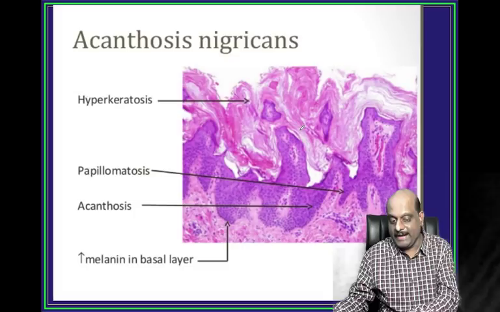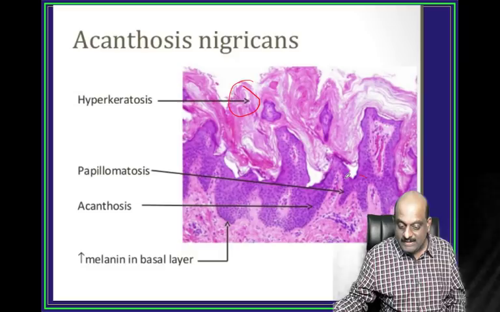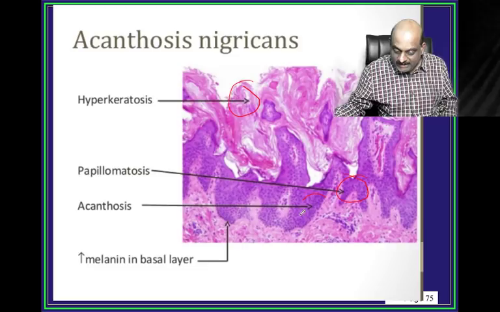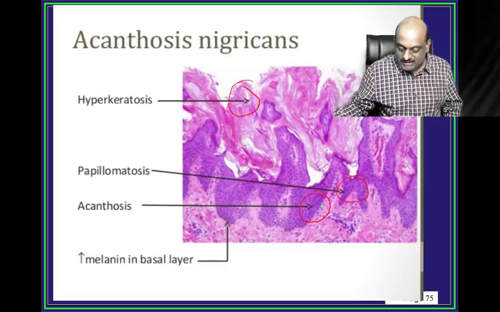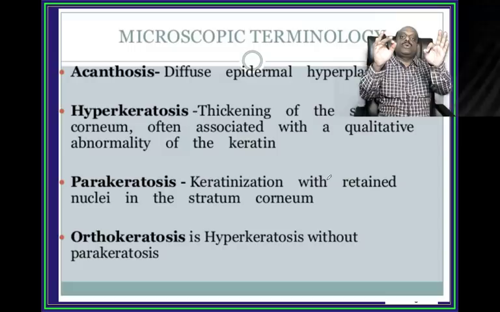So this is hyperkeratosis. This is papillomatosis. And what you are seeing here is acanthosis. You're able to see, no? Acanthosis. Acanthosis is diffuse epidermal hyperplasia.